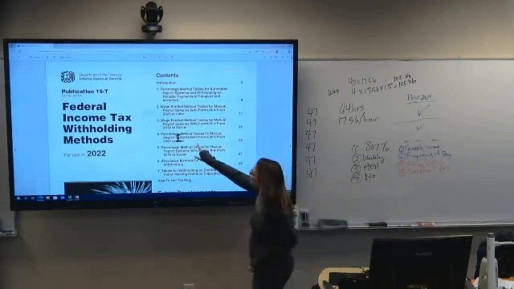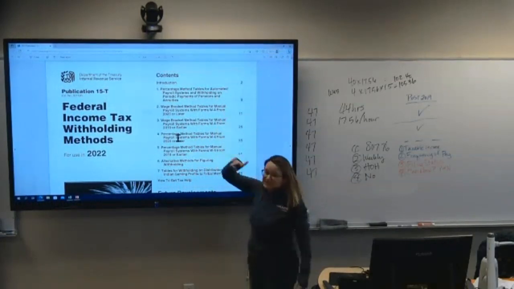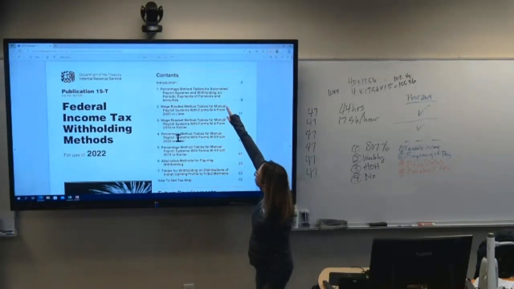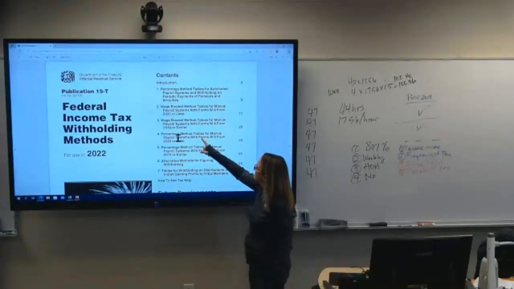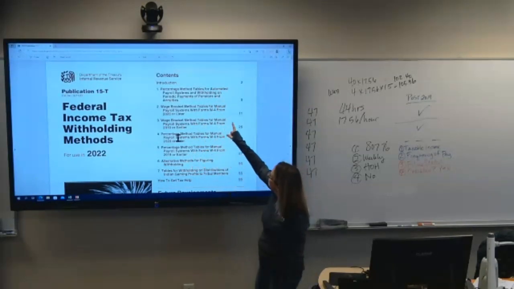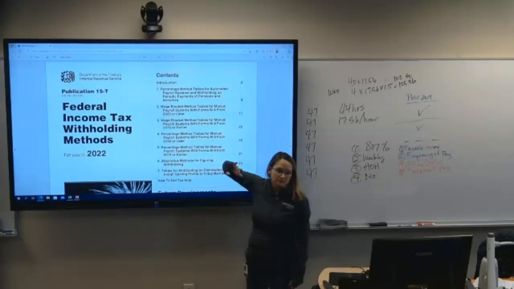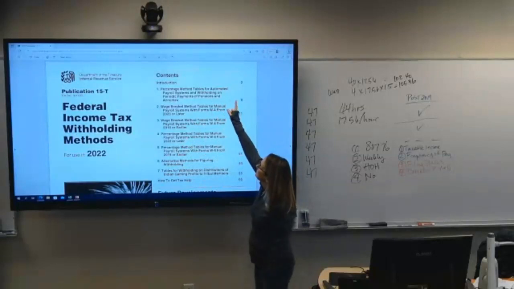So you can see there are two choices here for using the percentage method. Well, actually, there are three. Be careful of this because there are some problems that ask you to use the percentage method for automated payroll systems. This is for manual payroll systems, so make sure you're on the right one, okay? This one you can use for either 2019 and earlier or 2020 and later. You do have problems that ask you to use this form.